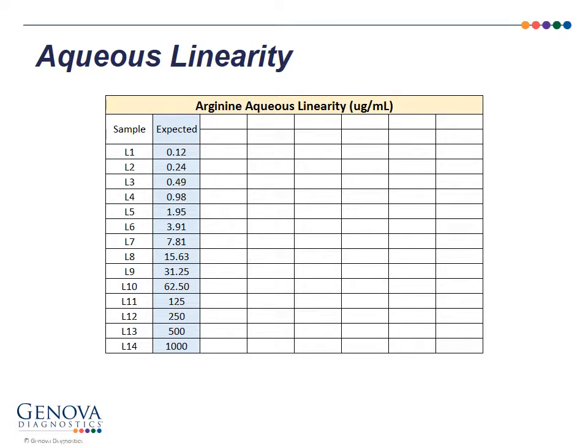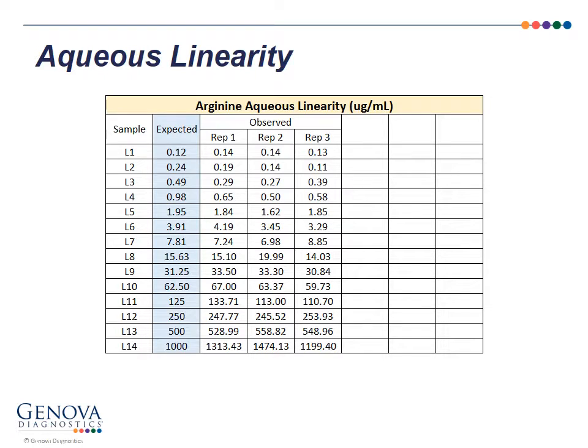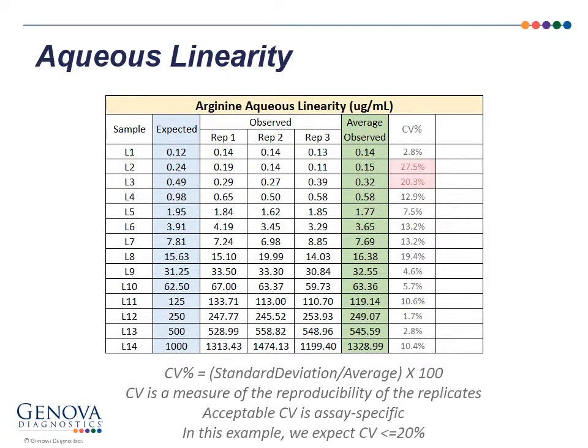Here's a validation we did where we didn't have any idea what the reportable range was going to be. So we ran 14 levels. It's 4 orders of magnitude from 1,000 to 0.12 micrograms per milliliter. And we made up all 14 of these solutions by serially diluting, and we ran them in triplicate. Here's the 3 replicates. And then we found the average observed value, and then we had 3 ways that we assess the data.